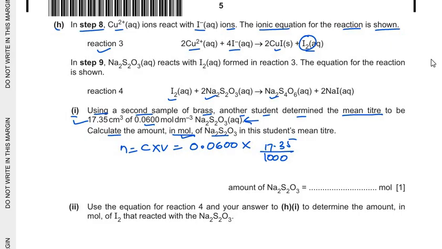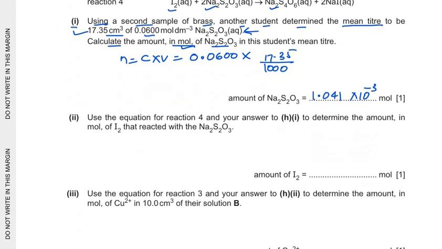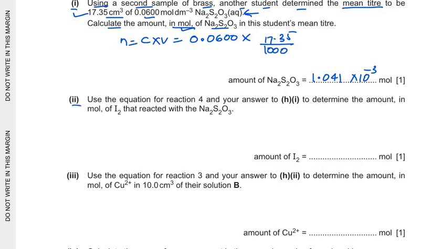Why? Because we are changing 17.35 centimeter cube to dm cube. So for the conversion we need to divide by 1000, and so we get the answer of moles as 1.04 into 10 power minus 3. So this is the amount of moles, 1.04, to 3 significant figures. Okay, in the second part, if we are writing to 3 significant figures, we can write 1.04 also, that is fine.